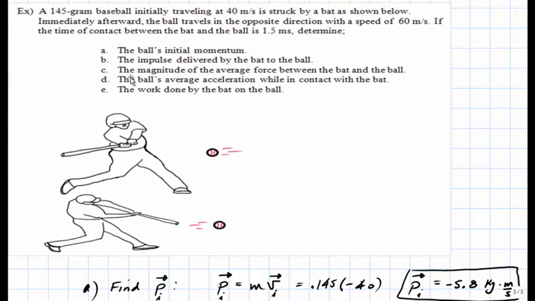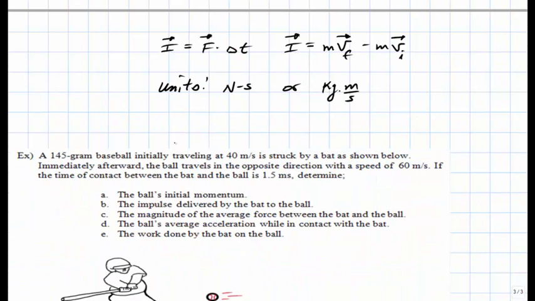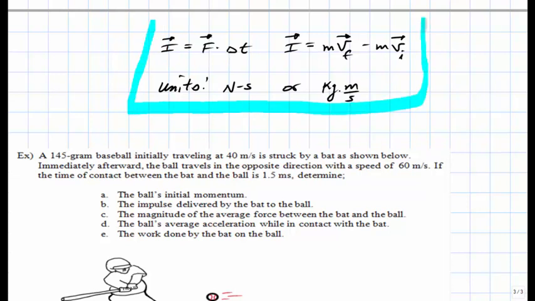In part B of the problem, we would like to determine the impulse delivered by the bat to the ball. Of course, the symbol for impulse is just I with an arrow on top. And we have two equations to consider in order to find impulse. Let's take a look at those two equations. Here they are, and I'm going to take this opportunity to put these equations in a box. They are very, very important.